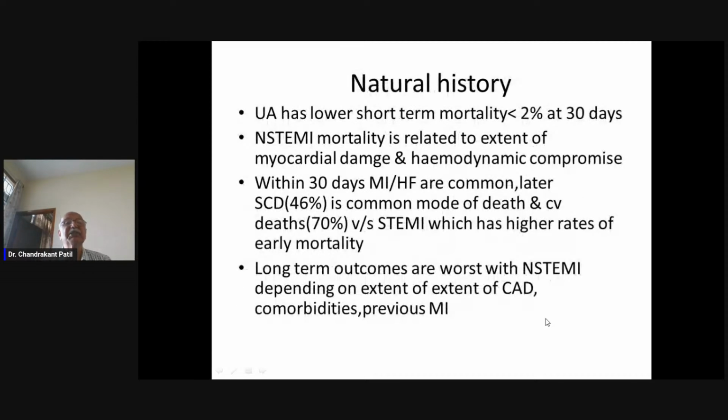What is the natural history? Unstable angina has a lower short-term mortality. I told you, less than 2% at 30 days.